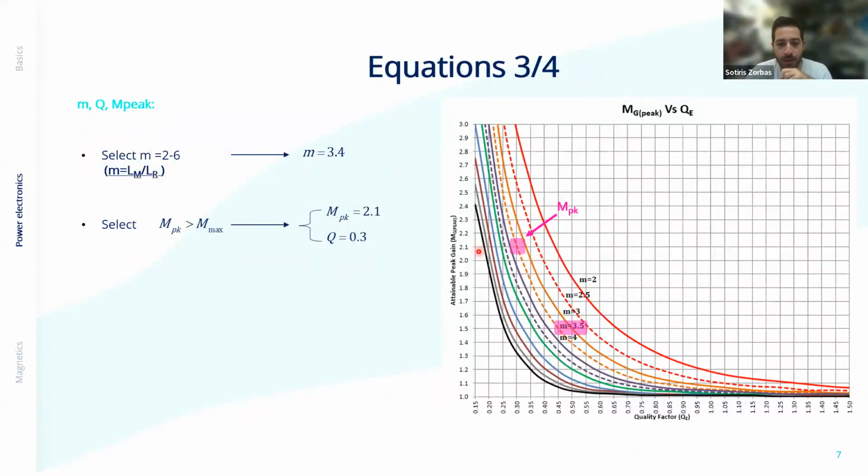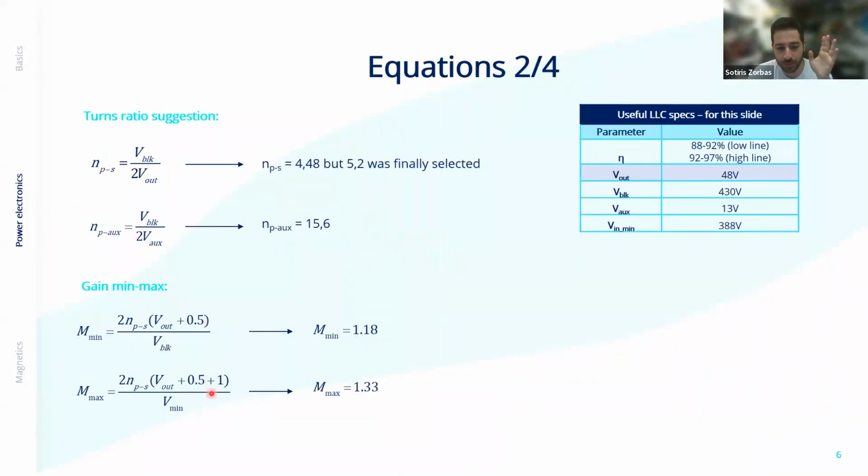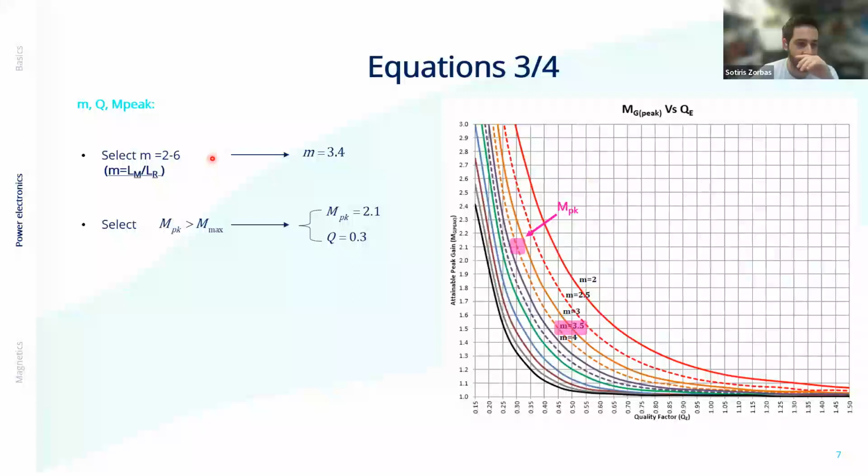So we know the gains that we want, based on the output voltages and the minimum voltages. At the minimum voltage, which is 388, we need the maximum gain. And when I say gain, we're going to see it better here.